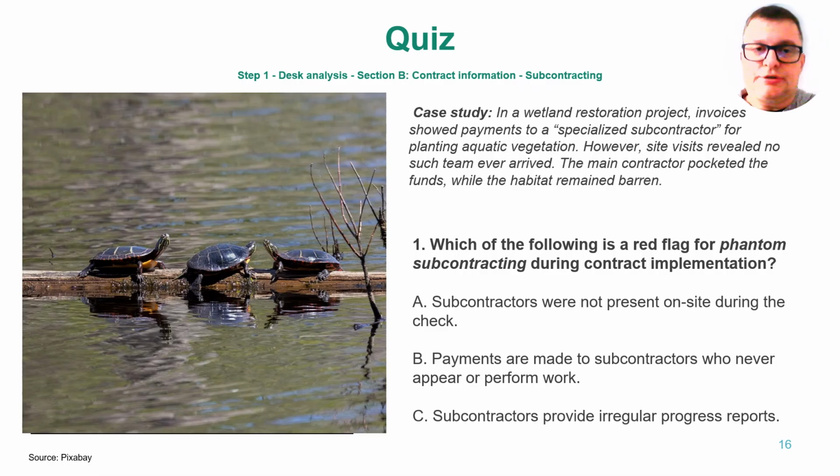It's time for an answer. The correct answer is B. Why? Phantom subcontracting occurs when payments are directed to entities that do not actually perform any work. This drains project funds and hides corruption behind paperwork.